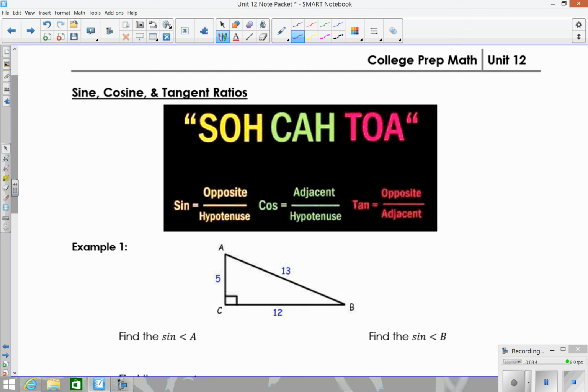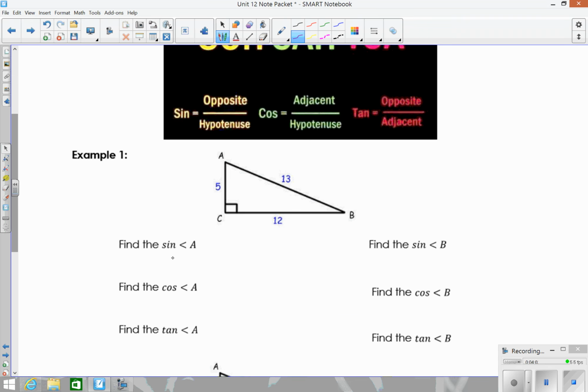Those are your ratios. A way that we remember this is SOH CAH TOA as an acronym. This stands for sine equals opposite over hypotenuse, cosine equals adjacent over hypotenuse, tan equals opposite over adjacent. It just helps us remember the different ratios. So looking at this first example, if I want to find sine of angle A, what that really means is sine of A equals opposite over hypotenuse. That's what the ratio is.